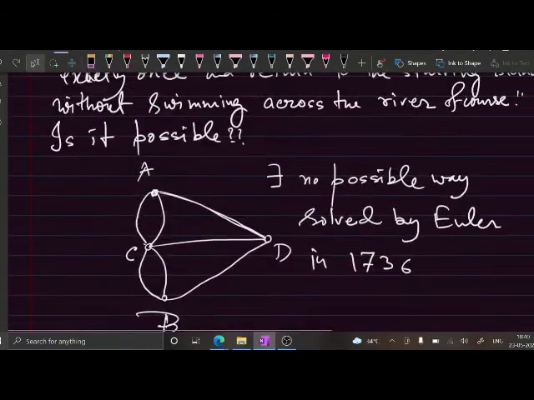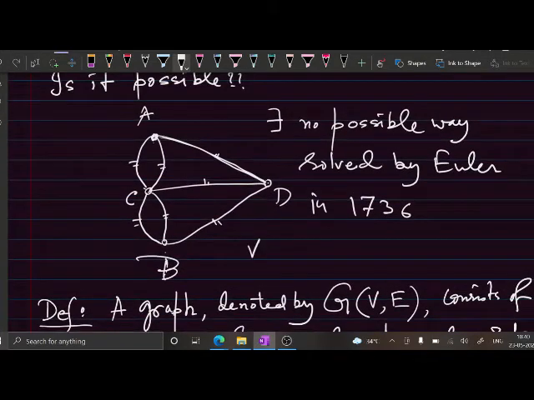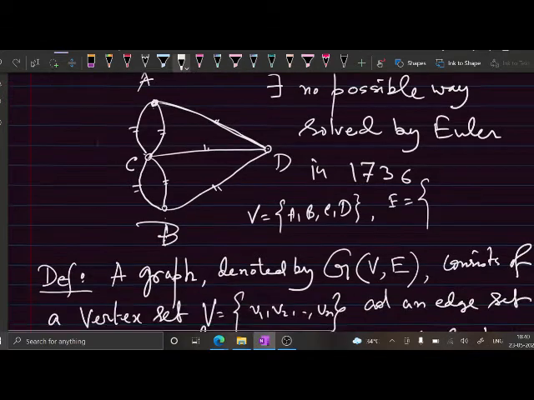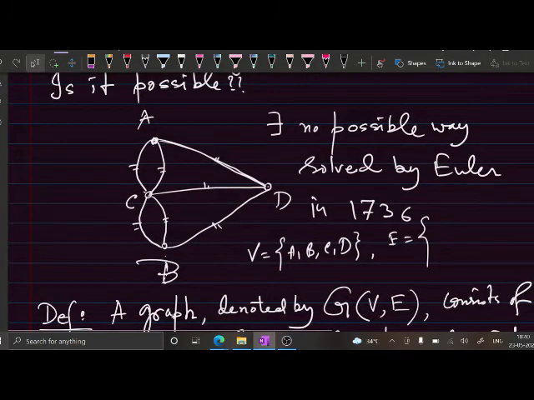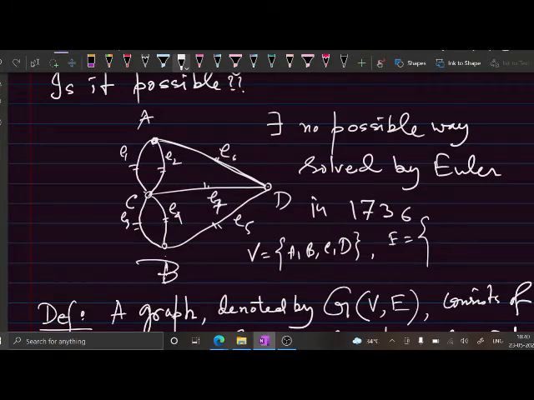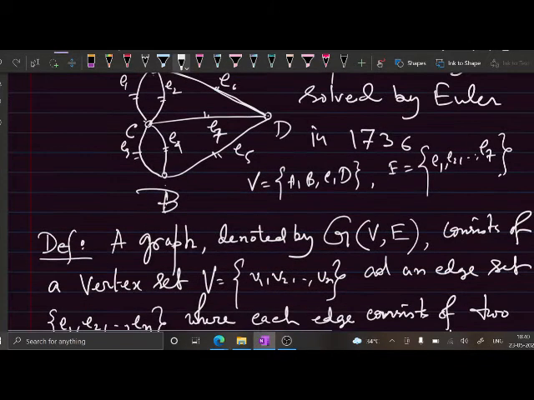So here in the above example, these are your edges, and these are your vertices. Here your V is A, B, C, D, and your E is this one. We can write it as E1, E2, E3, E4, E5, E6, E7. So this is your graph G(V, E) with respect to this problem.